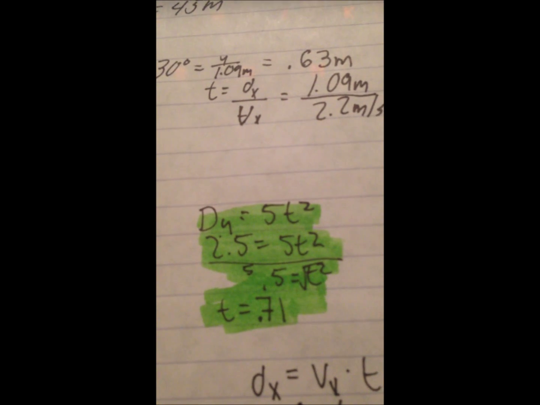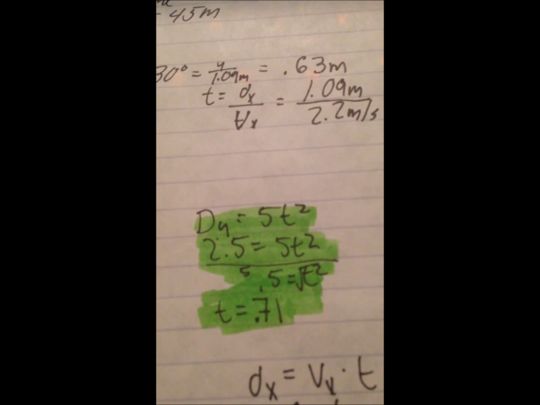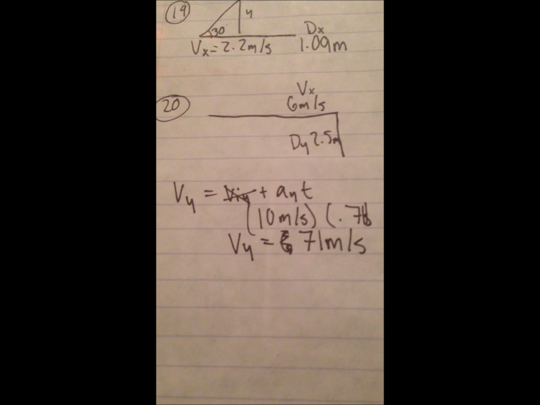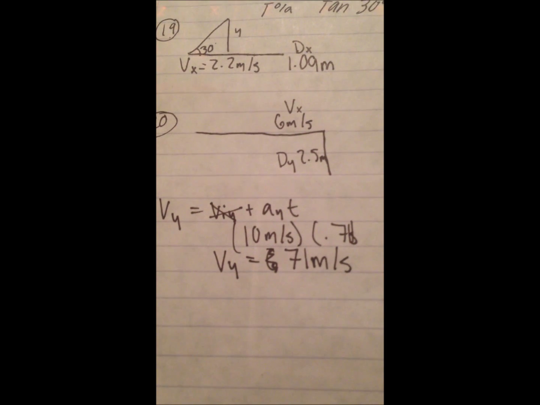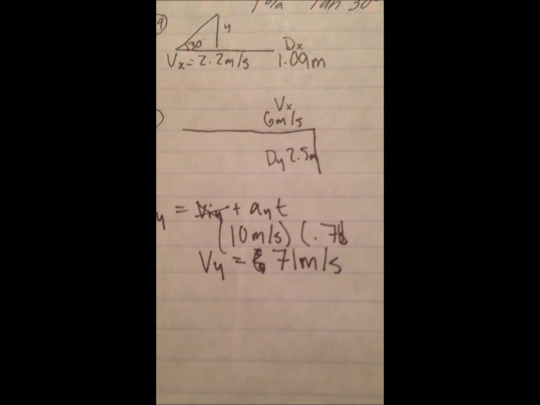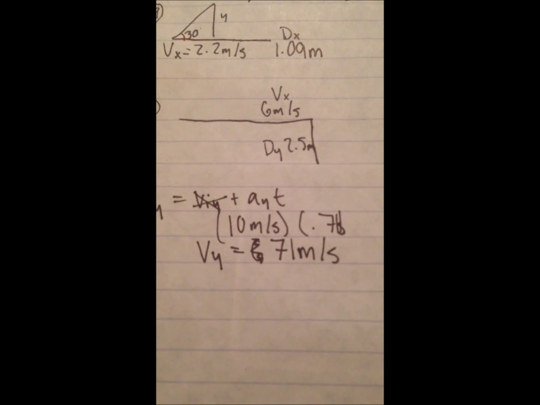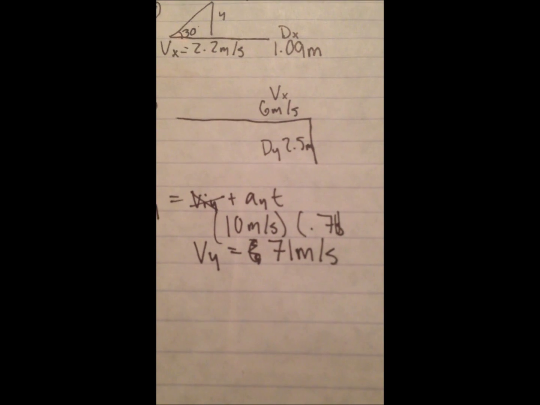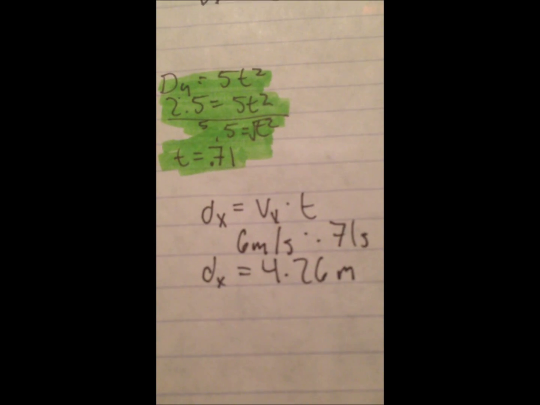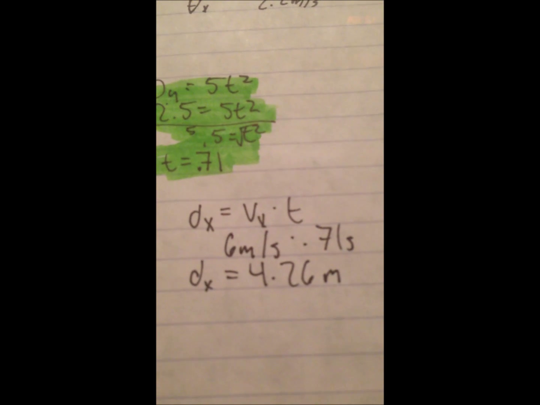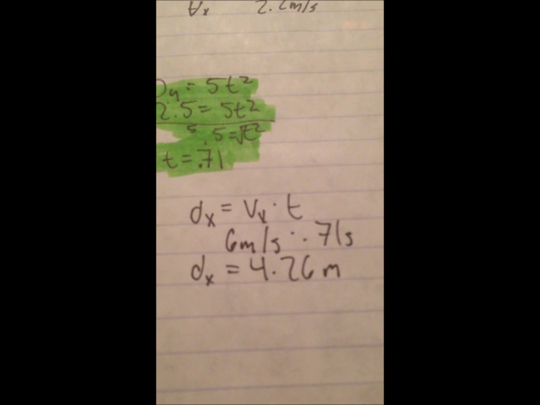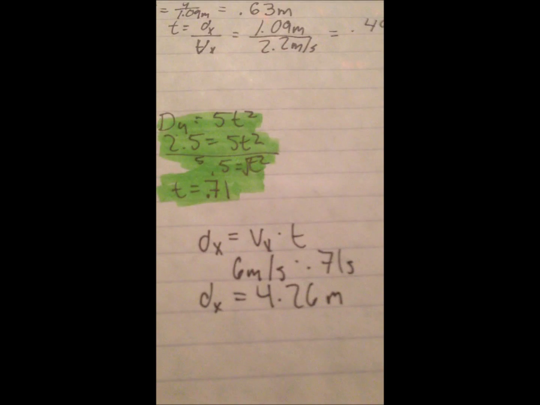First we use dy equals 5t squared, plug in what we know, and then we find out that the time is 0.71 seconds. Then we use our velocity in the y equals initial velocity plus acceleration in the y times time. Our acceleration in the y is gravity and the time of 0.71 seconds, which gives us 7.1 meters per second. Then our dx equals vx times time, gives us 6 meters per second times the 0.71 seconds to give us 4.26 meters. And that is our physics review.